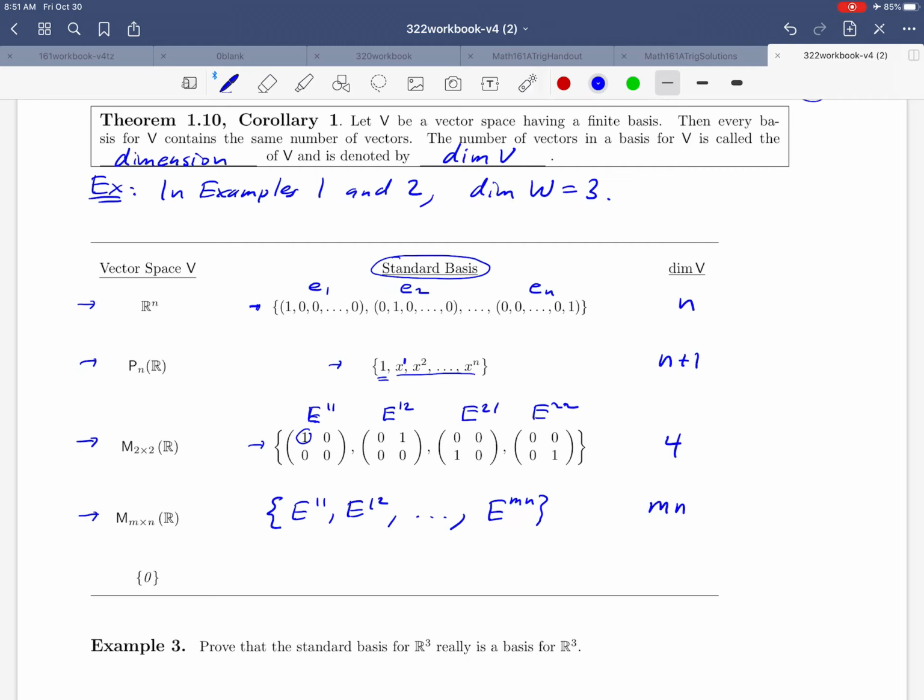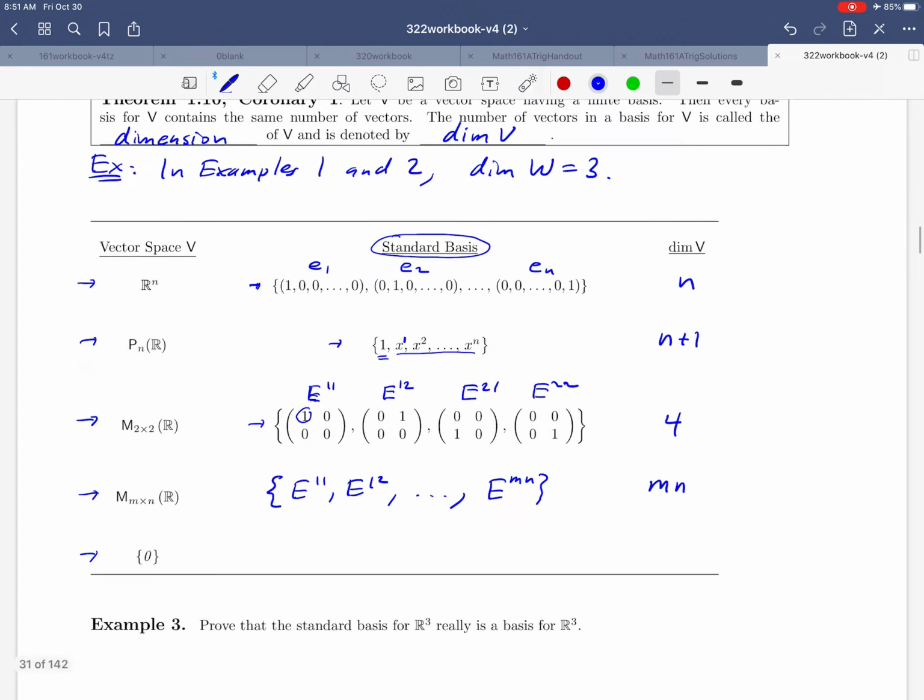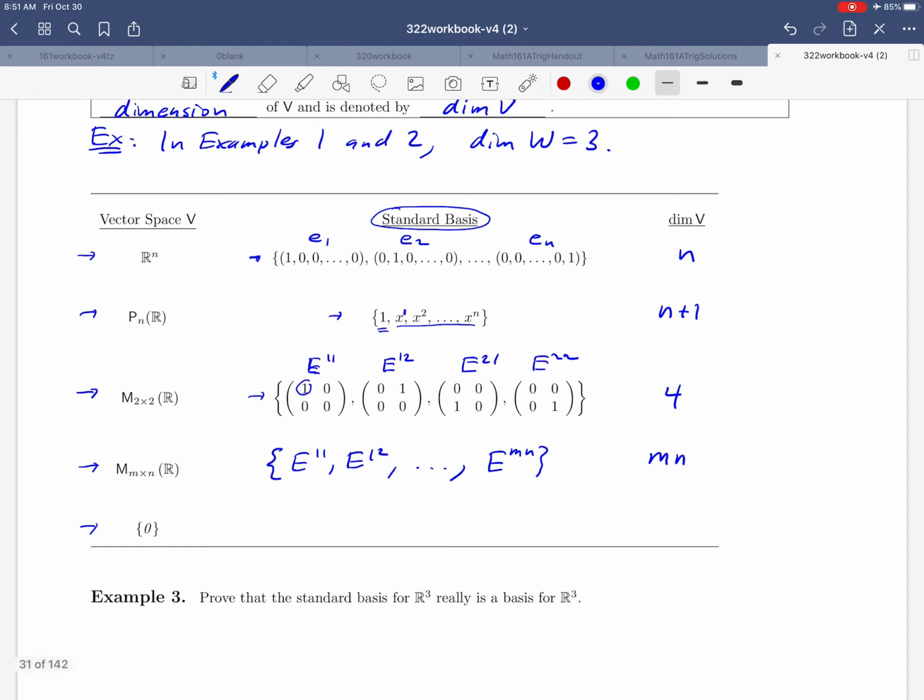Okay, so the dimension of that vector space that we're talking about is mn. Okay, and then finally, what about the trivial vector space, the vector space that only contains the 0 vector? Well, we talked once before about how, by definition, a basis for that vector space is the empty set, and there are no vectors in the empty set, which means that that's a 0-dimensional vector space.